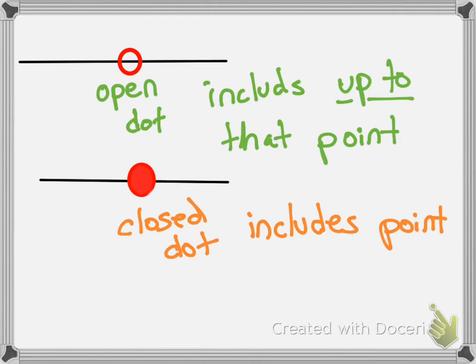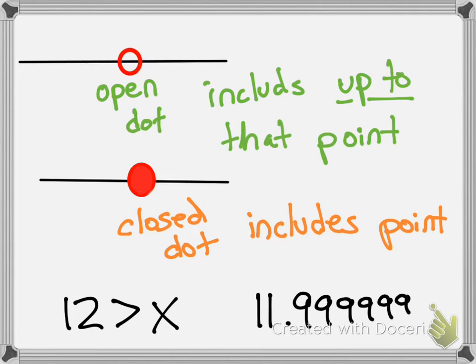So essentially, the open dot includes up to that point, but the closed dot includes that point. So when we saw this, if I had 12 is greater than x, right? X can be 11.99999999. It doesn't have to be a whole number. I get as close as I can, but I do not touch. Actually, it would be below. I get as close as I can, but I do not touch that 12. It is open because that number is not included.